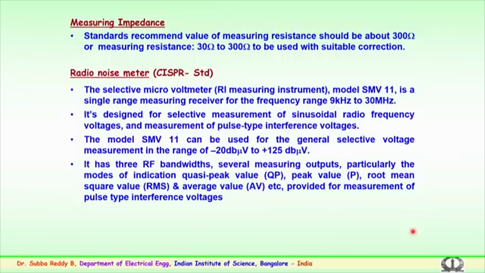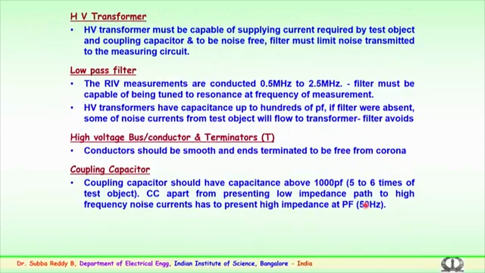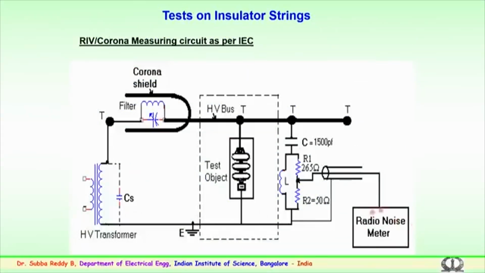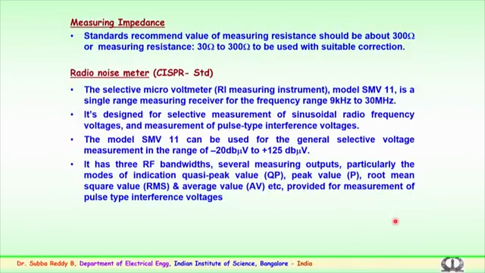So, the final important item is the meter which is being used, again a radio noise meter. This is again a very important aspect, where it has to be followed as per the standards. So, the radio noise meter should be as per the CISPR standards. This meter could be a selective microvolt meter which should be able to measure at a frequency range depending upon the requirement.